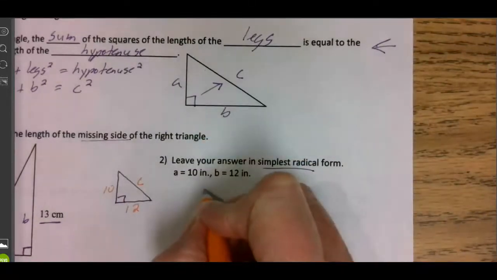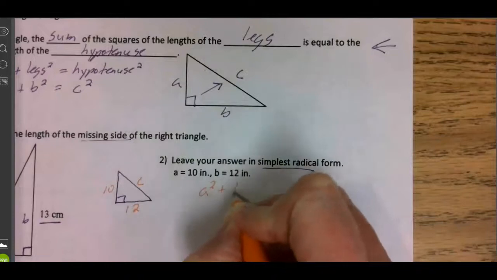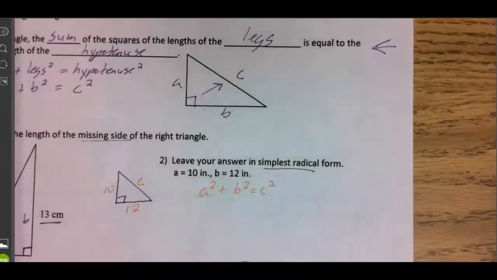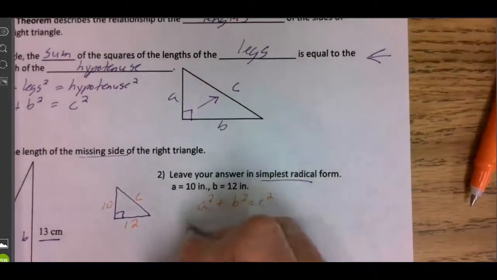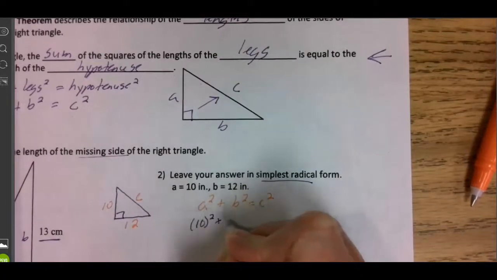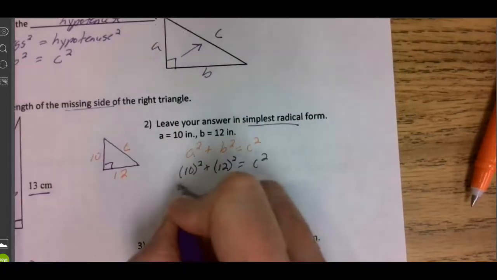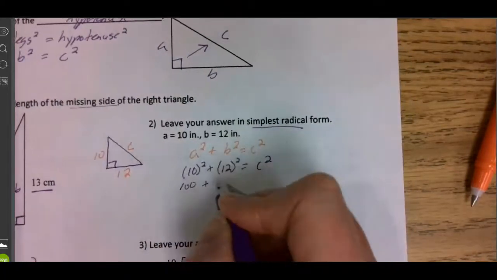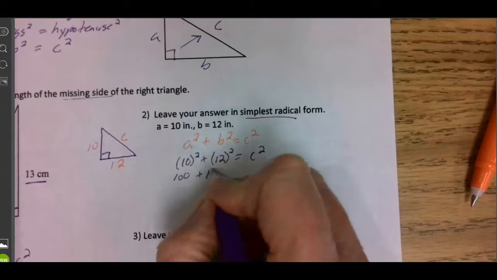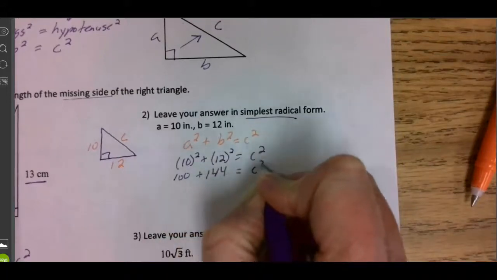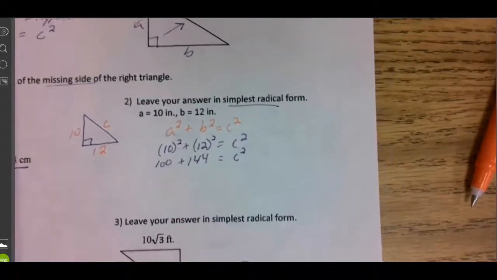So now, write down Pythagorean Theorem. A squared plus B squared is equal to C squared. And we're going to plug it in. So we have 10 squared plus 12 squared is equal to c squared. 10 squared is 100. 12 squared we all know is 144. Hopefully you're starting to get those perfect squares memorized.